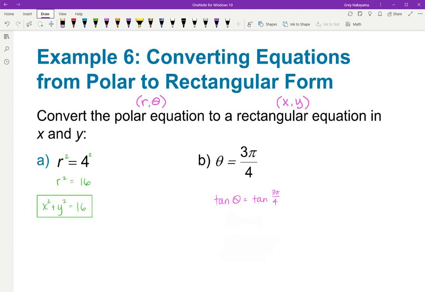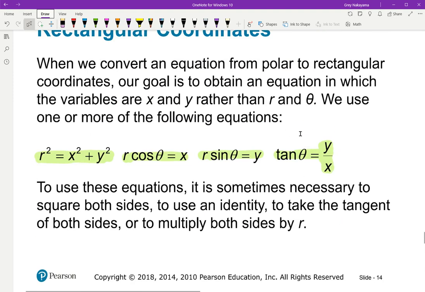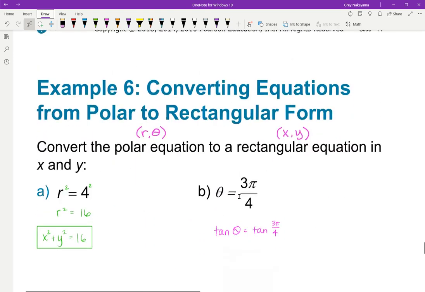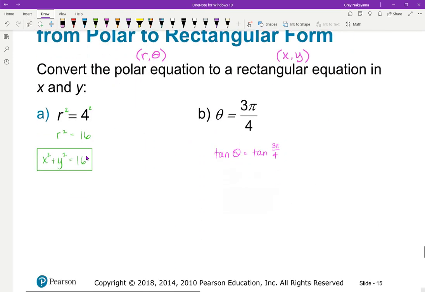Well, our formula in the previous slide, what does tangent equal? Tangent equals y over x. So I'm going to put y over x for tangent. What is the tangent of 3 pi over 4? -1. Multiply both sides by x to solve for y, and you get y equals -x.